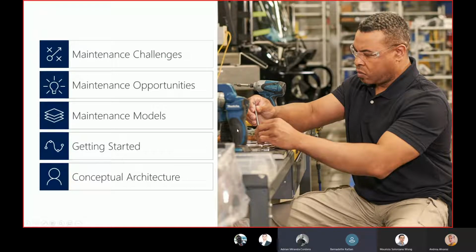All right, this is basically some of the points that we're going to discuss. Basically, maintenance challenges, maintenance opportunities, some of the models that we have. How can you start using the solutions, and discuss some conceptual architecture that we already have, right? But as I mentioned before, I don't want to just keep the presentation on. So we're going to basically be talking while we demonstrate the solutions that we have and how you can actually connect all the solutions that we have in just one single piece.